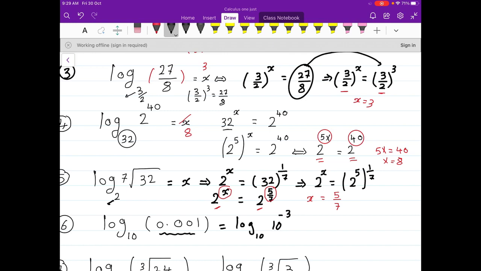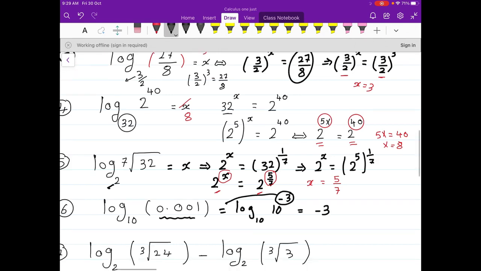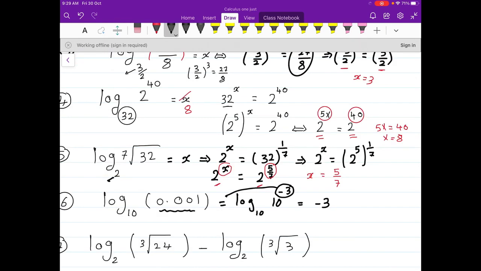How can you simplify this number? So this is equal to minus 3. Another method to solve this problem: what does it mean that log 0.001 for the base 10 equals minus 3? That means 10 to the power minus 3 equals 0.001.